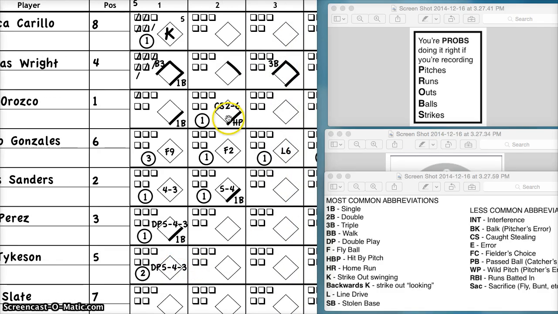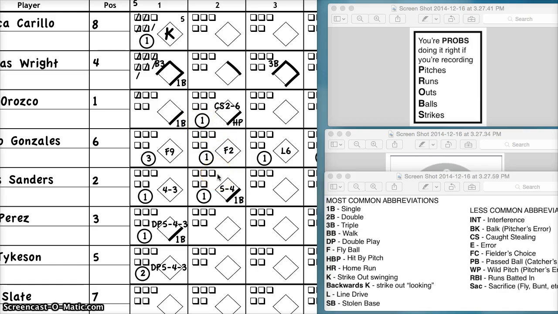Oh, I forgot one more. Up here is caught stealing. That one is not used as often, but I just wanted to throw it in there in case you wanted to know. So if I look at this box here, I can deduce this batter got to first on HP, which is hit by pitch. Tried to steal second, but didn't make it. That's why there's no line going to second, but was instead caught stealing. The catcher, position 2, threw it to the shortstop, position 6, and that was the first out of the inning.